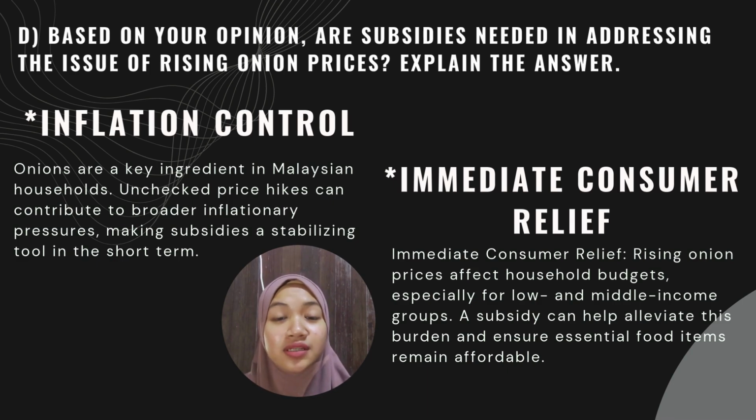But it's not just about inflation. Rising onion prices hit household budgets hard, especially for low and middle income families. Subsidies can provide immediate relief, ensuring essential food items remain affordable and accessible. By keeping onion prices in check, we can ease the financial pressure on families and ensure that everyone has access to the food they need.